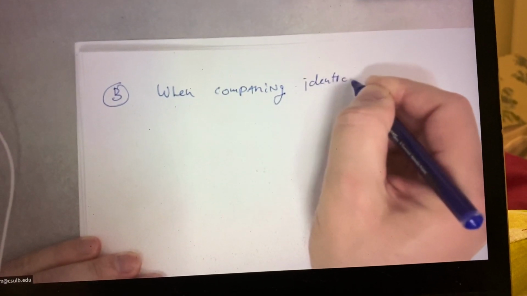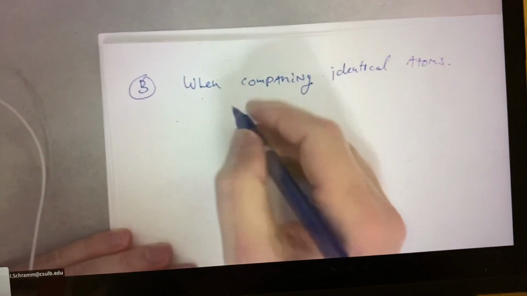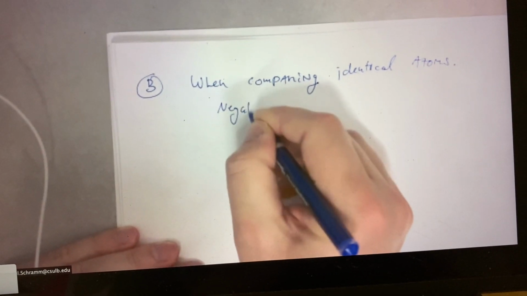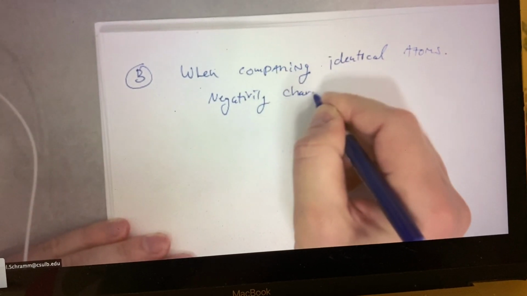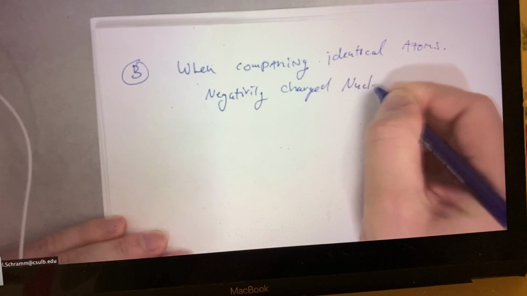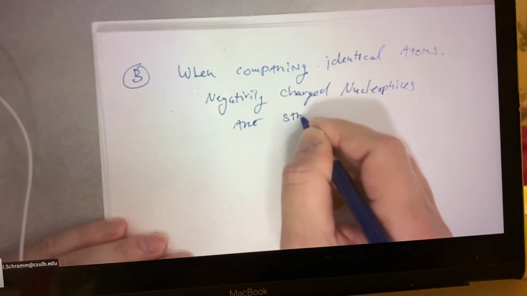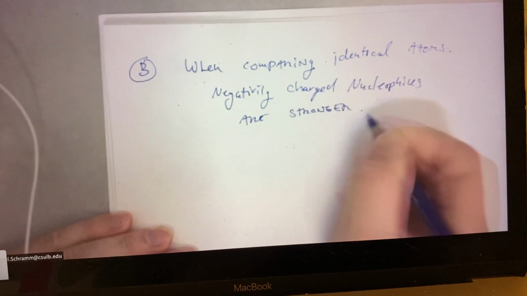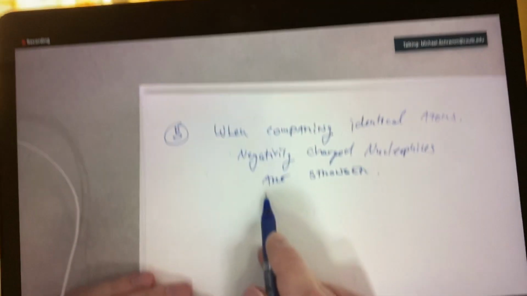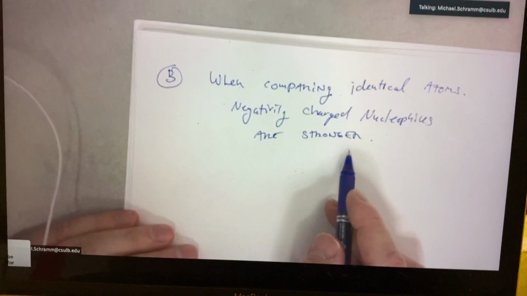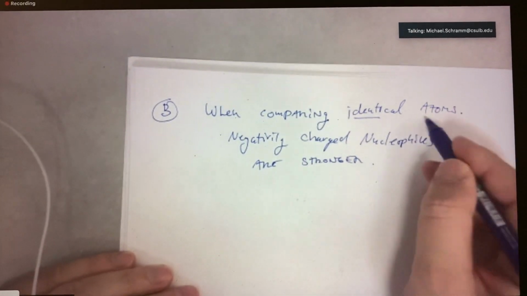Identical atoms, negatively charged nucleophiles are stronger or better. So when we're comparing identical atoms, a negatively charged nucleophile would be stronger than a neutral one. So negatively charged nucleophiles are stronger when comparing identical atoms.